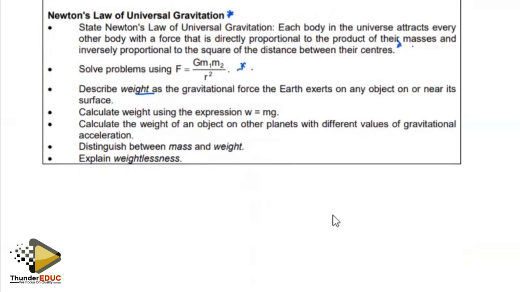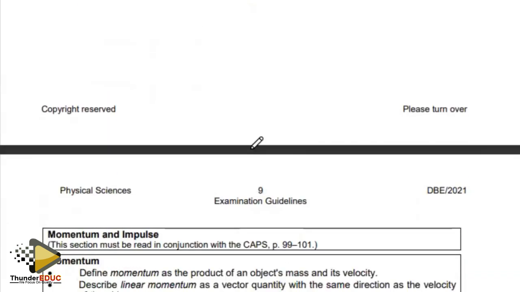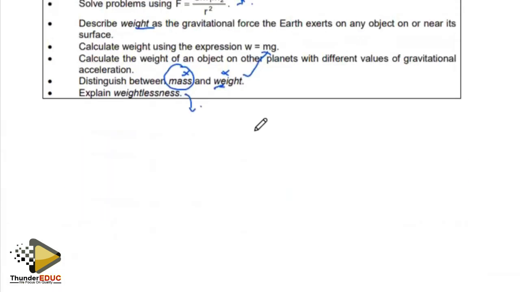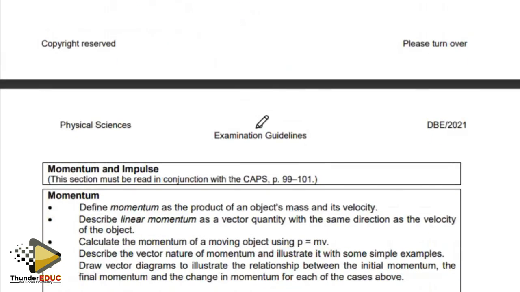Distinguish between weight and mass. This is also something that is always an issue with people. So remember, mass is basically the measure of content within an object, and then weight is just the product of mass and then the gravitational field strength. So explain weightlessness. So that is more like a feeling, weightlessness. Like an object does not have a normal force. Okay. We shall go into detail if we come across a question of that sort.